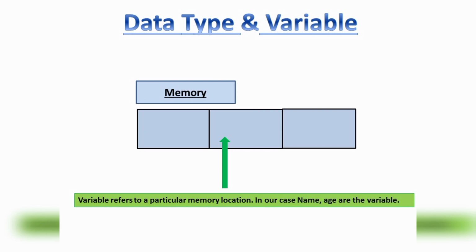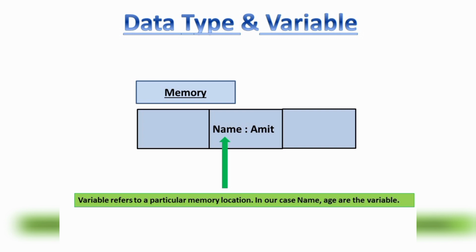Here we are writing string name, right? So in memory we will have a location named name, which is the variable name. It means the memory location's name is name. And we are storing Ram, Sham, Amit, whatever your name is, in that particular memory location.